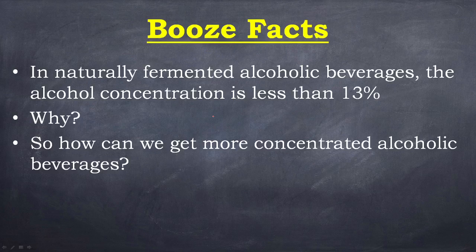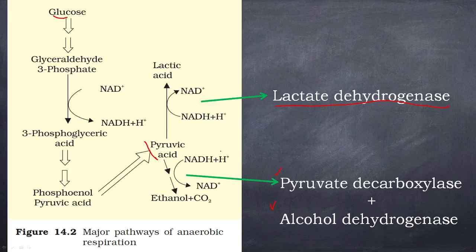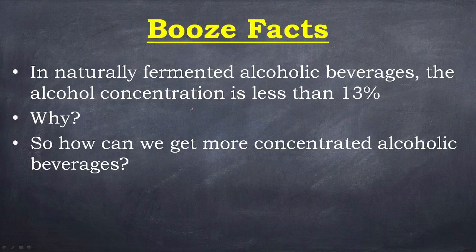Since we are talking about the production of ethanol, fermentation or alcoholic fermentation, let us talk about the application of knowledge. In naturally fermented alcoholic beverages like chang and beer, the alcohol concentration in those beverages is always less than 13%.